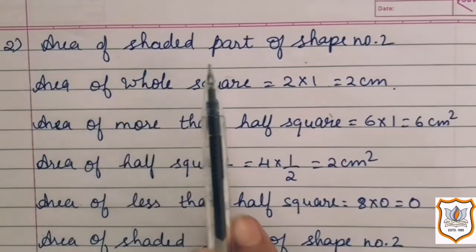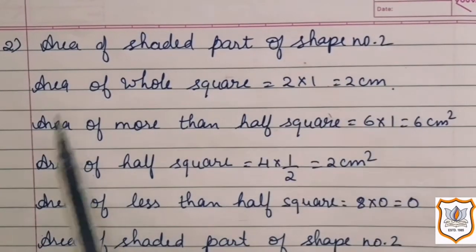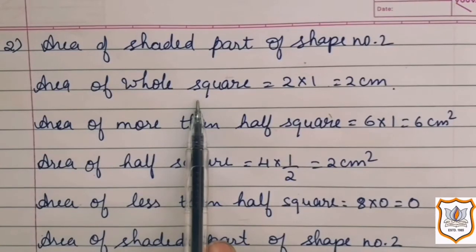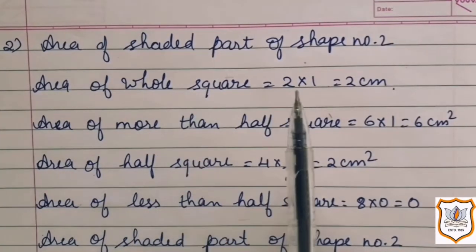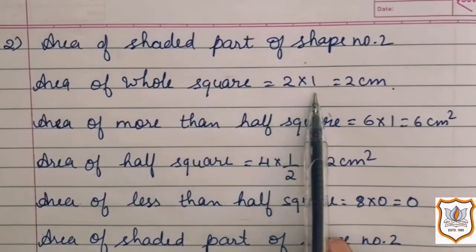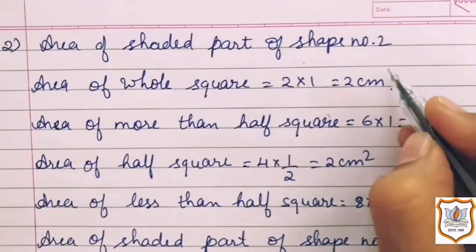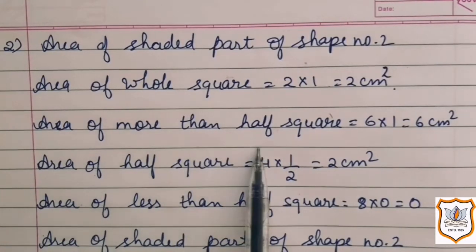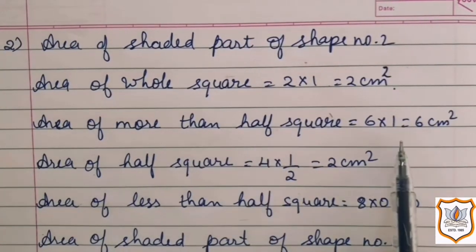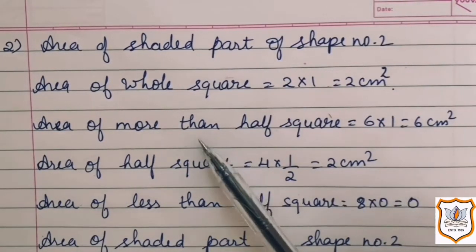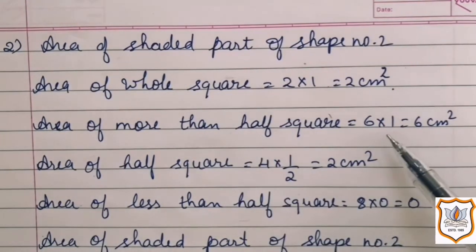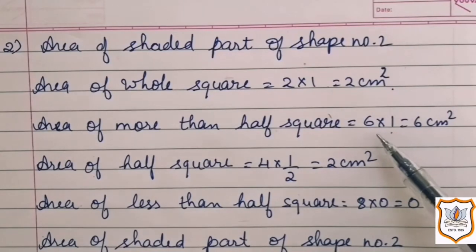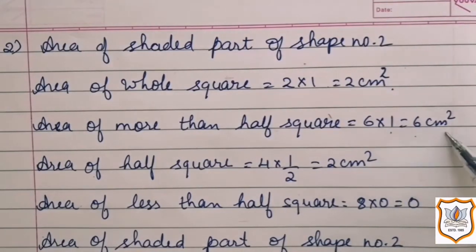Now area of shaded part of shape number 2. Area of whole squares. As we have counted, there were 2 whole squares. So we will multiply that 2 by 1. So we will get area of whole squares as 2 centimeter square. Area of more than half squares. As we have counted, there were 6 more than half squares. We will count more than half squares as whole squares. So we will multiply that also by 1. So by multiplying 6 by 1, we will get 6 centimeter square.